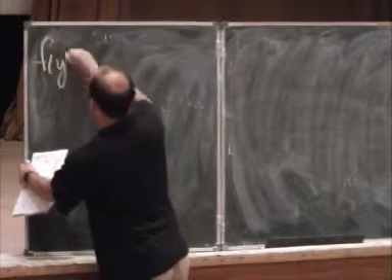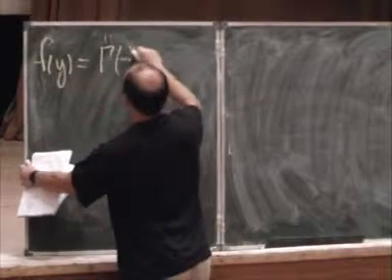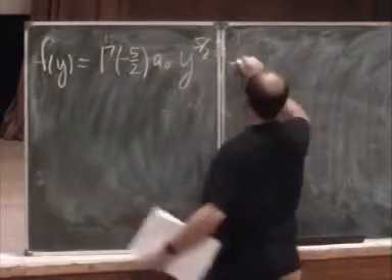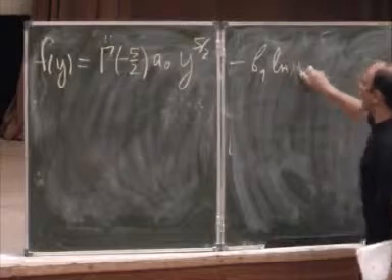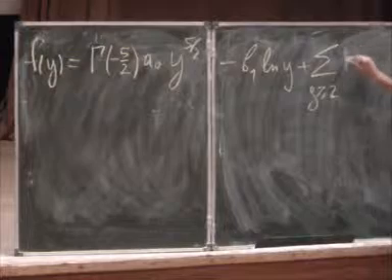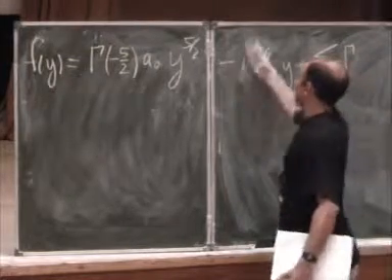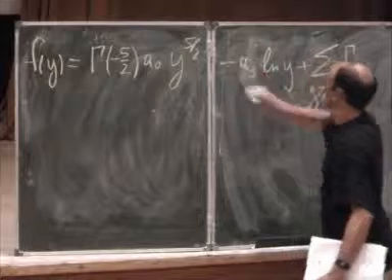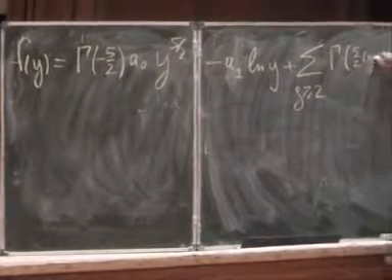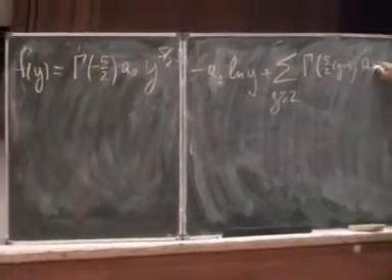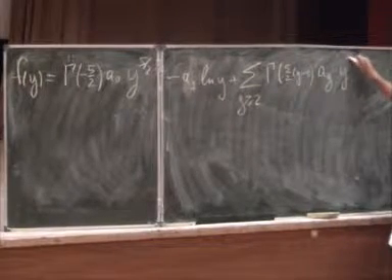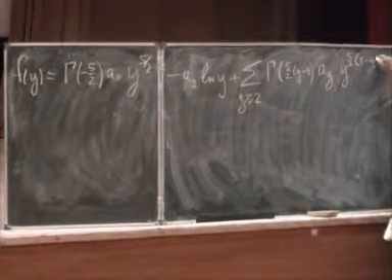Okay, f of y equals gamma of minus 5 halves a0 y to the power 5 halves minus b1 logarithm y plus the sum over g greater than or equal to 2. It was a1, yeah. Gamma of 5 halves g minus 1 ag y to the power 5 halves times 1 minus g.